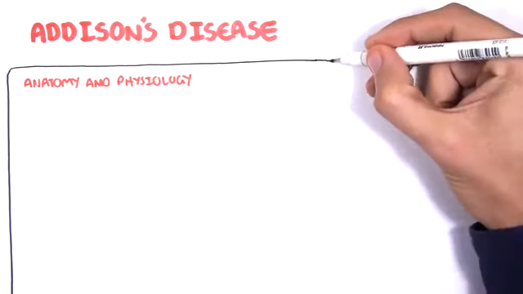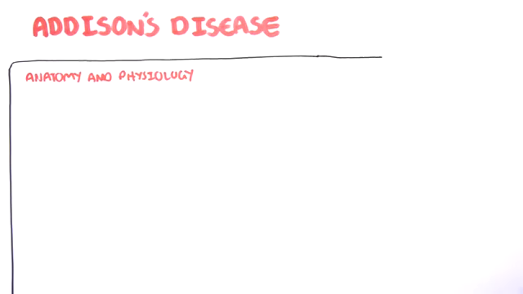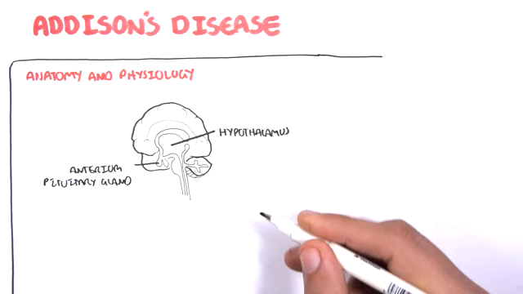So before going into Addison's disease, it's important to revise the anatomy and the physiology of the endocrine system as well, more so focusing on the adrenal cortex and its hormones. So here we have the brain. Within the brain is an important endocrine area called the hypothalamus. Below the hypothalamus are the pituitary glands, made up of the anterior and posterior pituitary glands. In this part, we're only going to focus on the anterior pituitary gland.